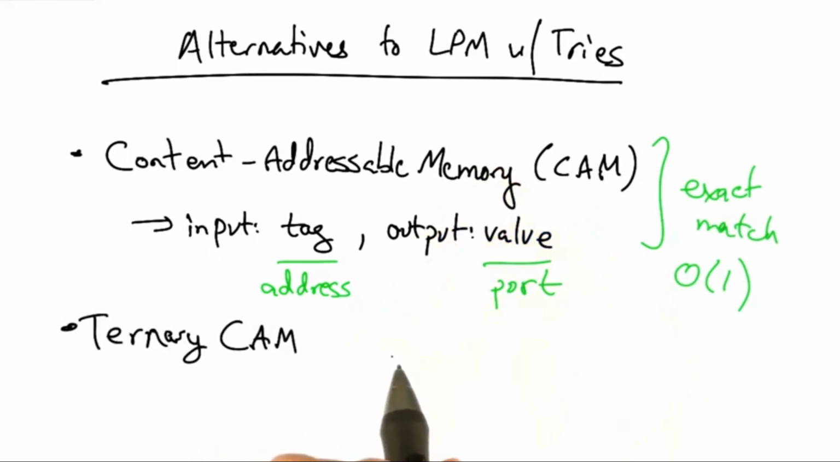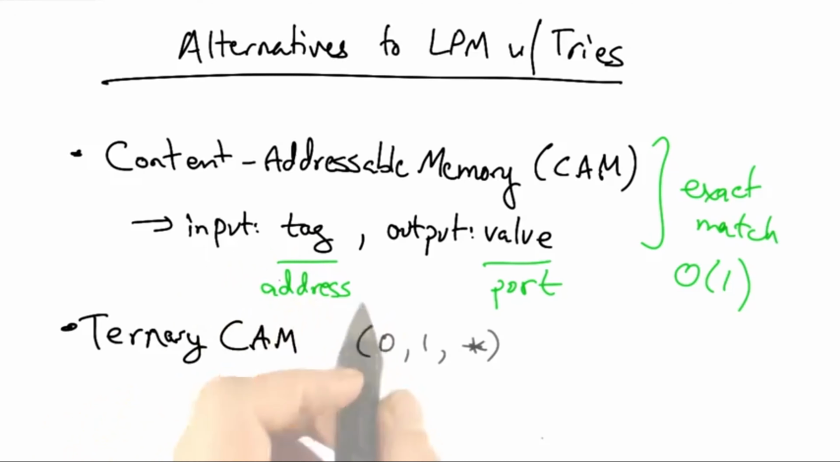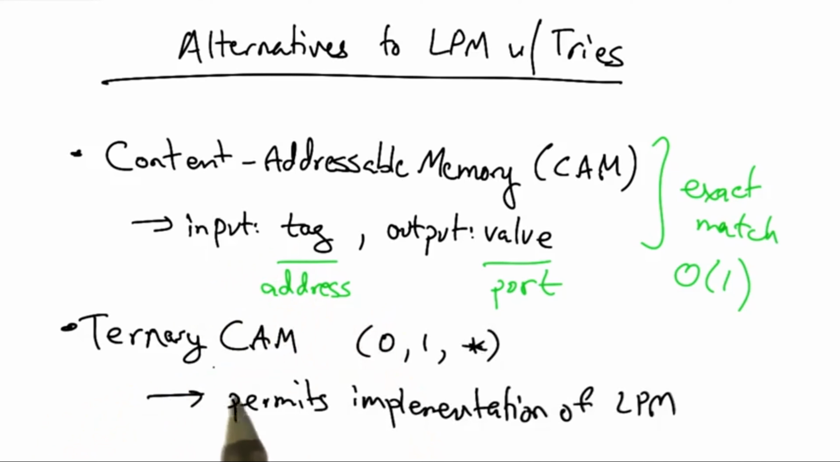There's something called a ternary CAM, though, where instead of exact matching in the tag, you can have 0, 1, or don't care, or a star. The ternary CAM, and in particular its support for a wildcard, permits an implementation of longest prefix match. One can thus have multiple matching entries, but prioritize the match according to the longest prefix in the ternary CAM.